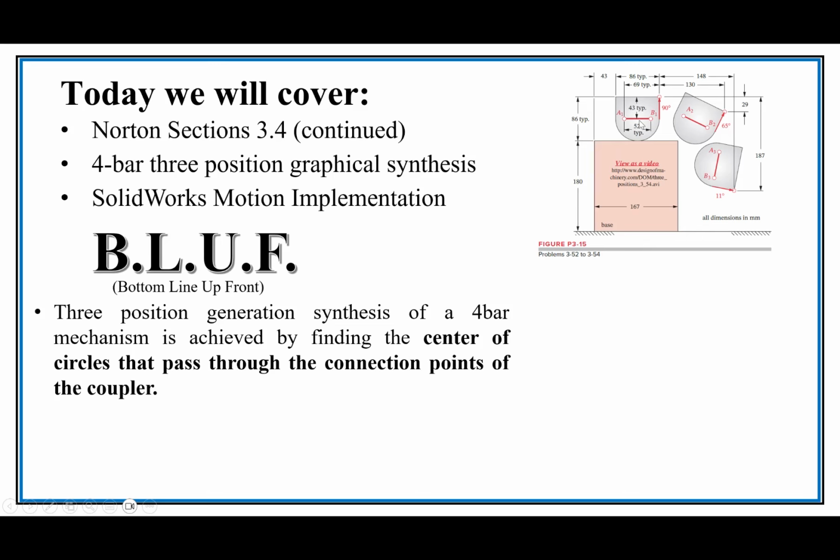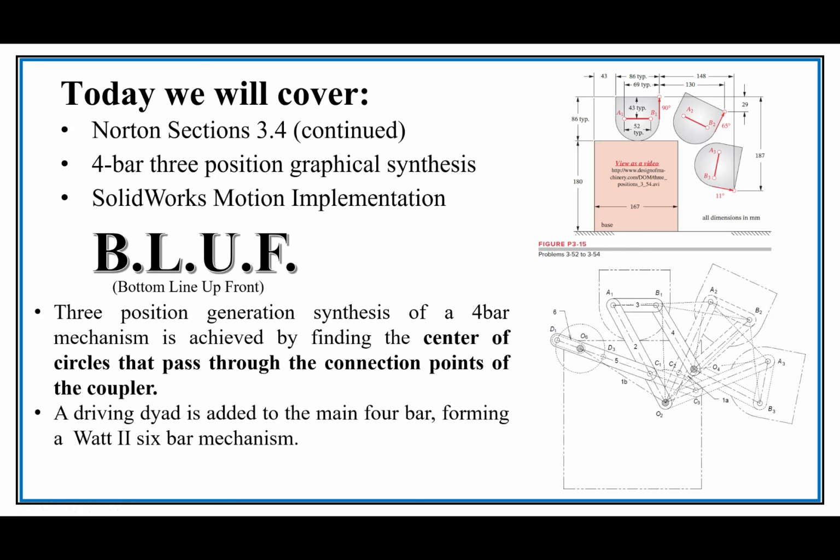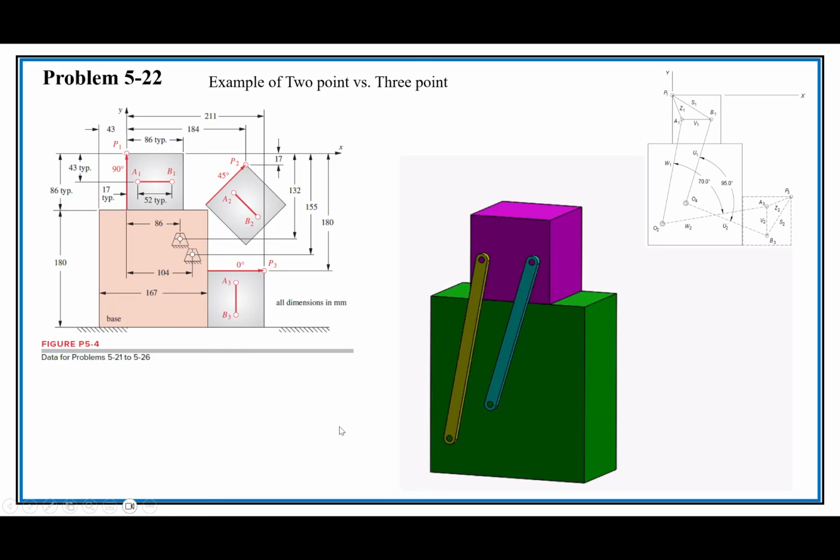Each of the connection points has a particular center point, and those are ground points. We'll add a driving dyad to make a Watt 2 6-bar mechanism. It could be a Watt 1; I need to double check that. And here is some motivation.